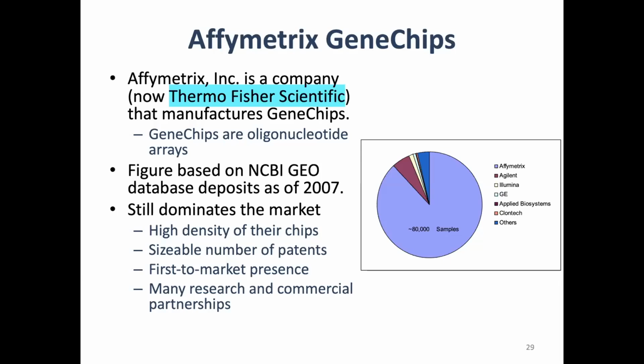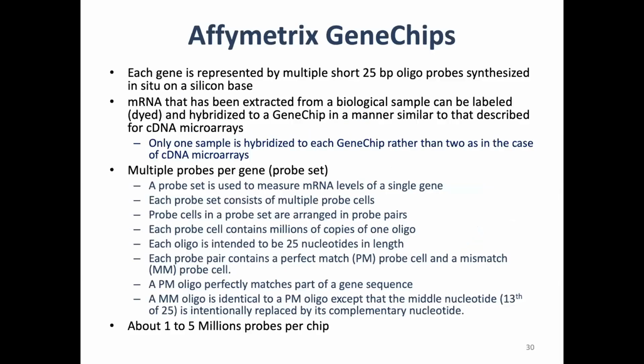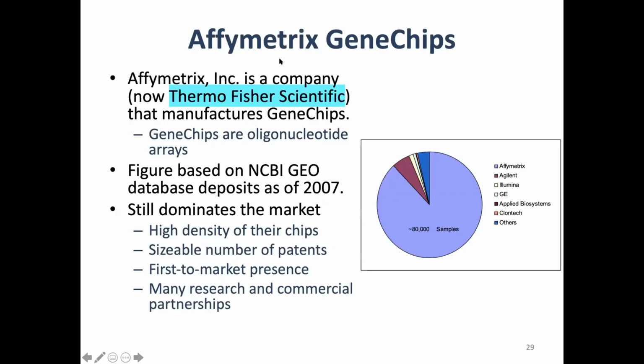When you are the first in the market, then it definitely has many advantages, and many research and commercial partnerships. So many hospitals and research centers still use Affymetrix gene chips to study gene expression analysis, for transcriptomic analysis. I'll focus more on Affymetrix gene chips now because they are widely used. That's why we have to focus on Affymetrix more, right?